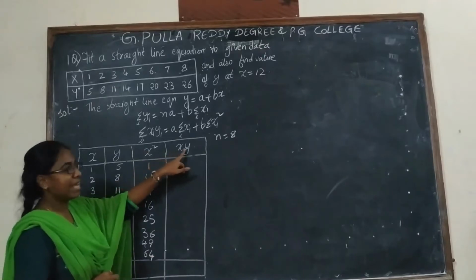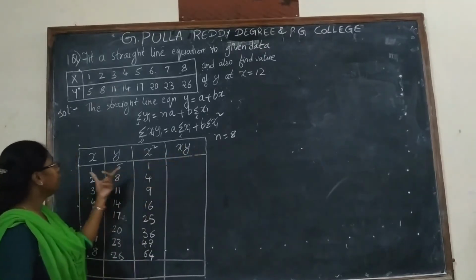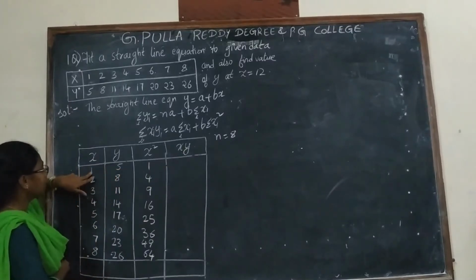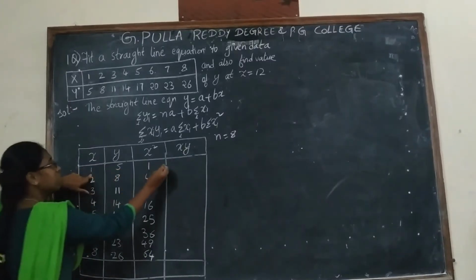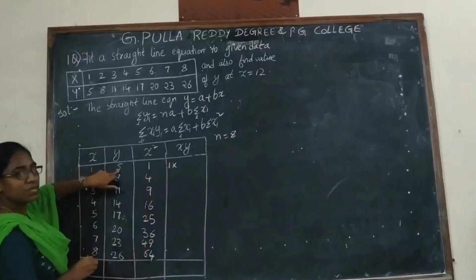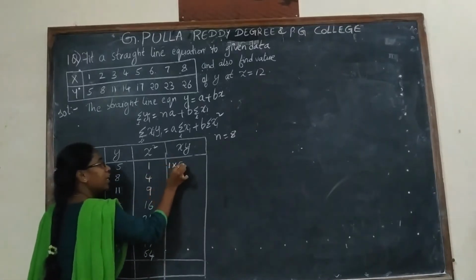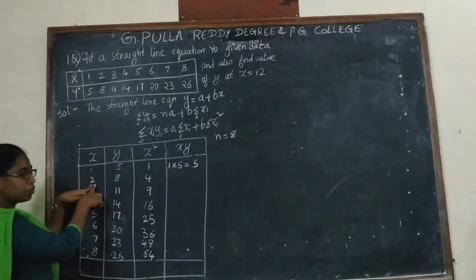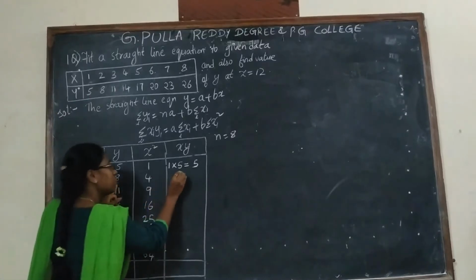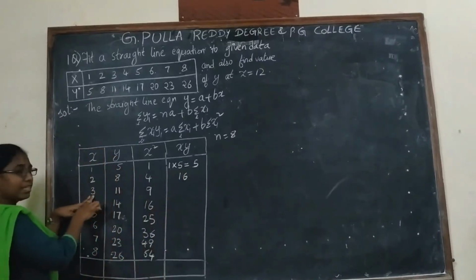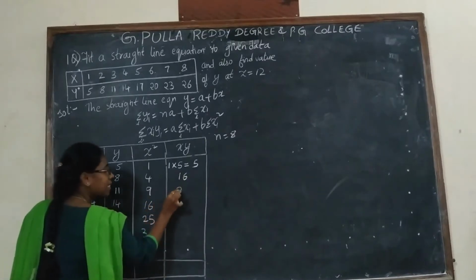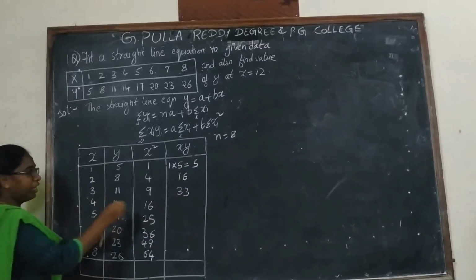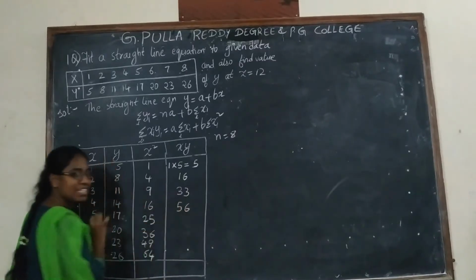Next we want xy, that is x into y. You need to multiply the terms of x and y. See the first values. What is the first value of x? 1. What is the first value of y? 5. 1 into 5 is 5. Similarly, next terms. Here you have 2. 2 into 8 is 16. Next, 3 into 11, it is 33. Next, 4 into 14, you will get 56.